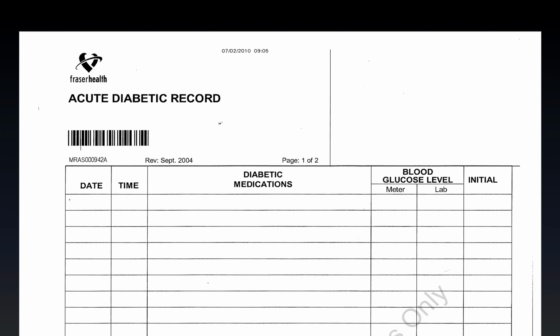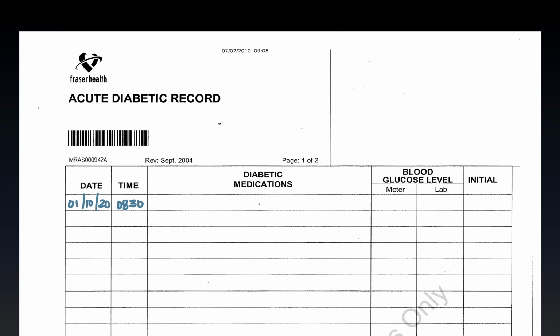Today we're documenting the patient's blood glucose results on the acute diabetic record. Let's go ahead and write today's date. Let's say today is the 1st of October 2020 and the time is 8:30 in the morning.